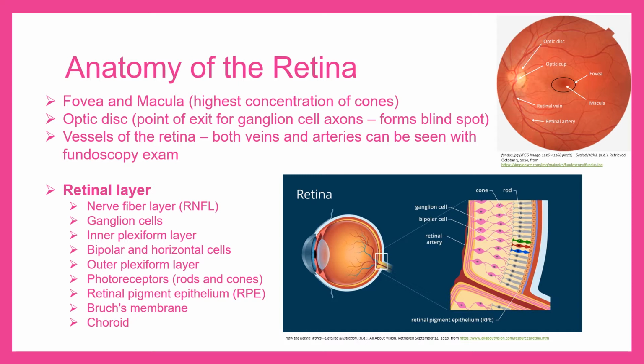The retina itself is composed of multiple layers as well. There's the famous retinal nerve fiber layer, or the RNFL, the ganglion cells whose axons will converge into the optic nerve, the inner and outer plexiform layers, and the photoreceptors, of course, composed of the rods for low intensity light and cones for the higher ones, and the retinal pigment epithelium, Bruch's membrane, which acts as the border between retina and the choroid.